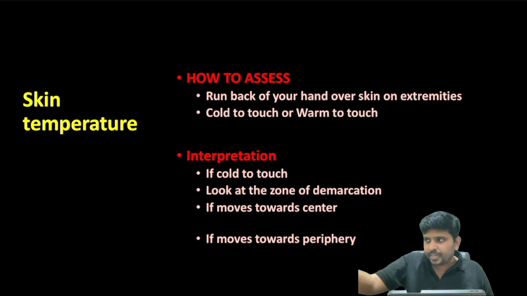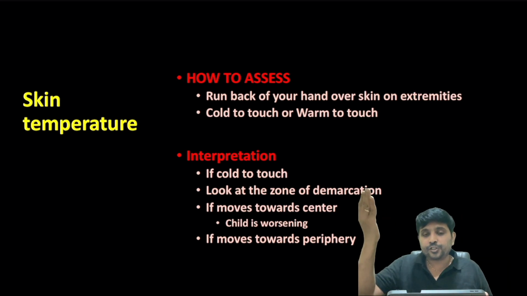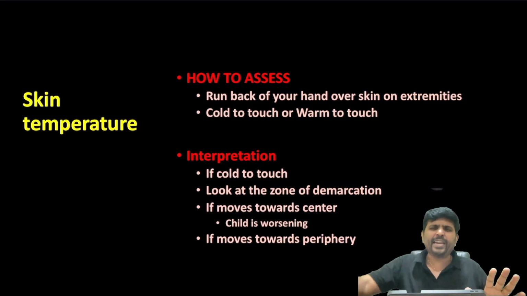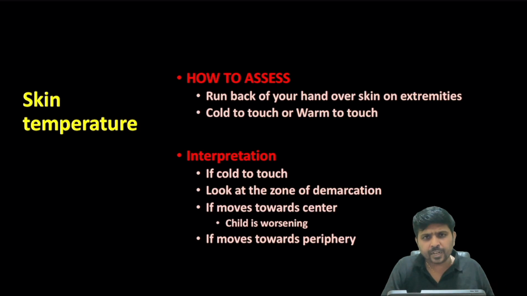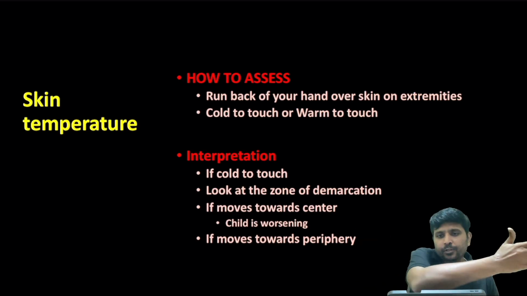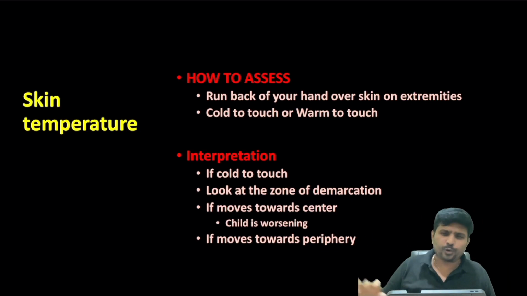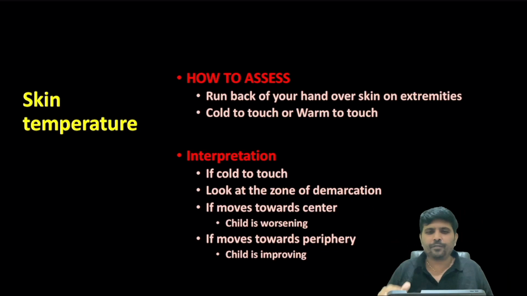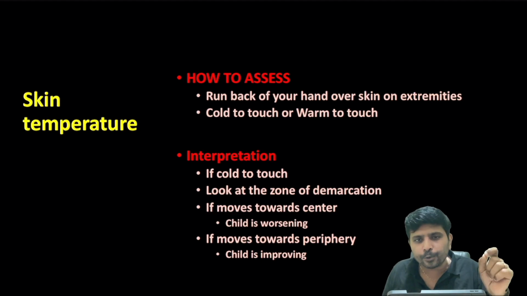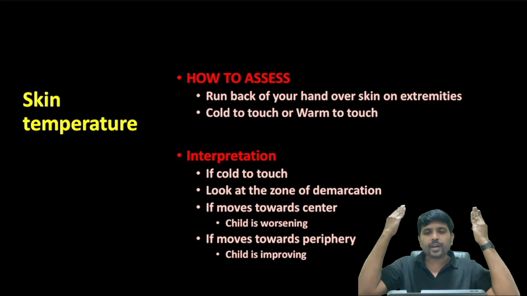If this temperature demarcation moves towards the center, it means the child is worsening. If the ankle is cool, relatively acceptable. Shin is cool, still more shock. Thigh is cool, still more shock. So when this line of demarcation moves gradually upwards, the child is worsening. Whereas if even up to the great toe the peripheries are warm, then the child is said to be improving. This is how you need to assess the skin temperature with both your hands.